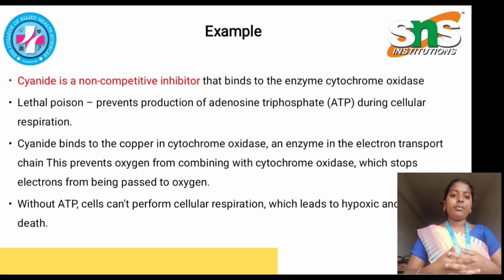Without ATP energy, cells cannot perform normal respiration, and it finally leads to hypoxic anoxia. Hypoxic anoxia means a low oxygen environment, where our body receives low oxygen or a complete absence of oxygen, which finally leads to death.